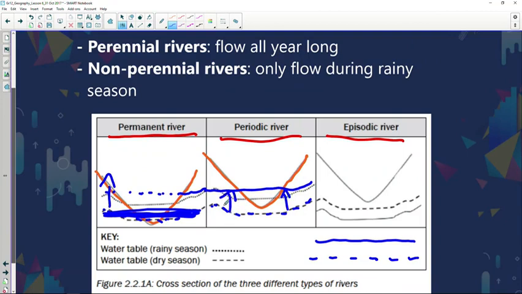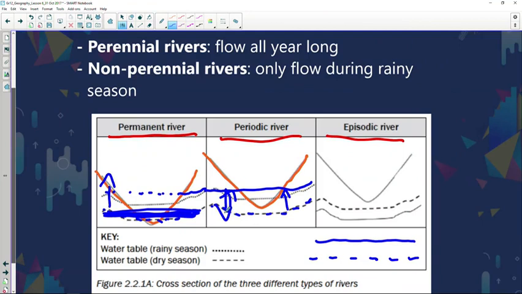So that's the non-perennial rivers that you've learned in grade 10 on your topographical maps. Instead of non-perennial rivers, we refer to them as periodic rivers. So during dry season, there's no water in the river bed, but during rainy season, the water level rises and there will be water. But keep in mind, what will happen during dry season again? The water table will drop and there will be no visible water in these river systems.